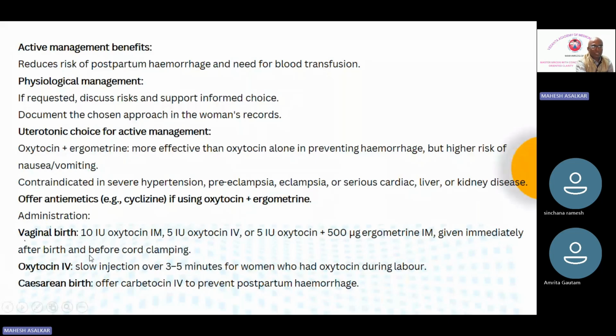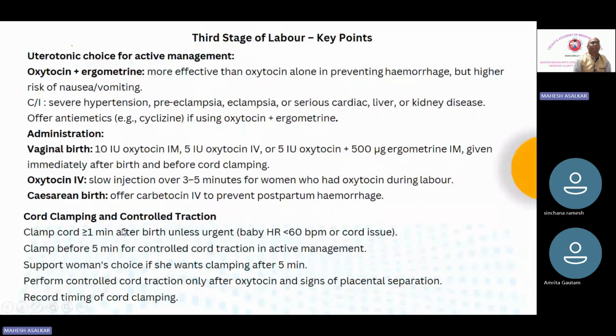Oxytocin is given slowly over a period of 3 to 5 minutes. For women who had oxytocin during labor and cesarean birth, offer carbetocin IV to prevent PPH. So these are the recommended oxytocics. And what does NICE advise for the normal vaginal birth? 10 units of oxytocin intramuscular. Then third stage of the labor, uterotonic of choice for active management: oxytocin plus ergometrine, this we have seen.